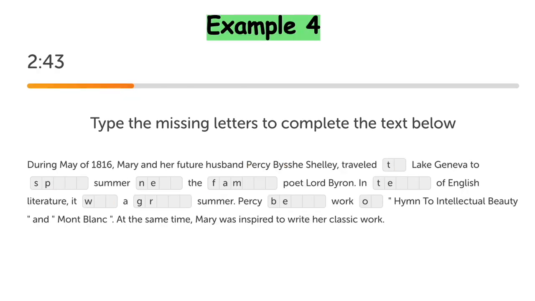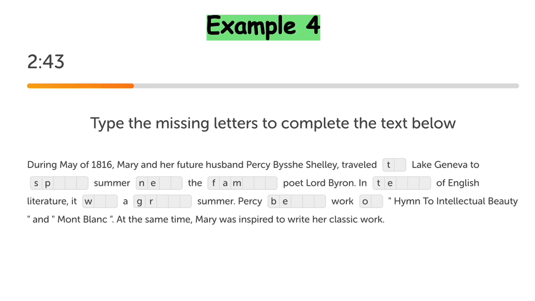Type the missing letters to complete the text below. Example 4. During May of 1816, Mary and her future husband Percy Bysshe Shelley traveled Lake Geneva to summer. Okay, let's take a look at the last sentence. At the same time, Mary was inspired to write her classic work. There are other keywords in the passage as well, like poet Lord Byron, English literature, summer, hymn to intellectual beauty, and Mont Blanc. So the passage is about the poets, their pieces of poetry, and there is some information about the events in their lives.